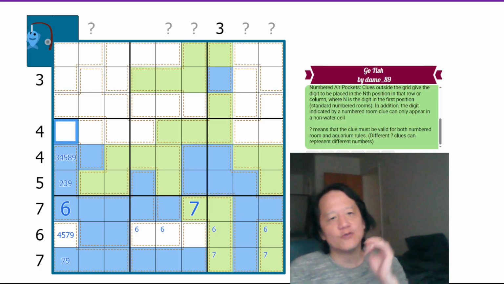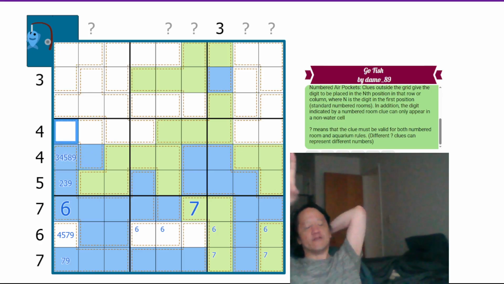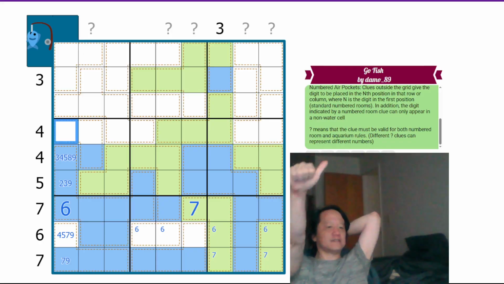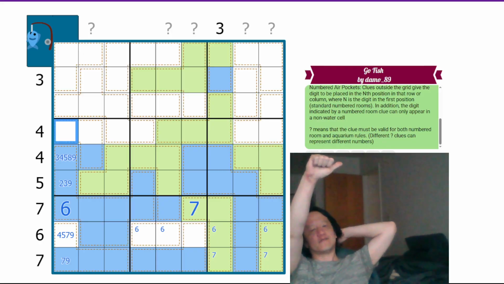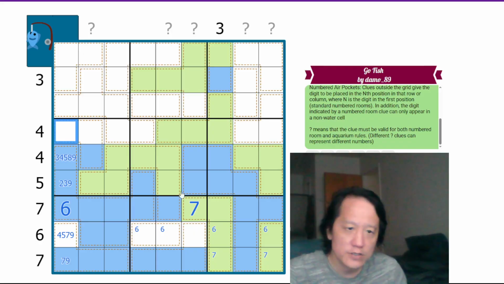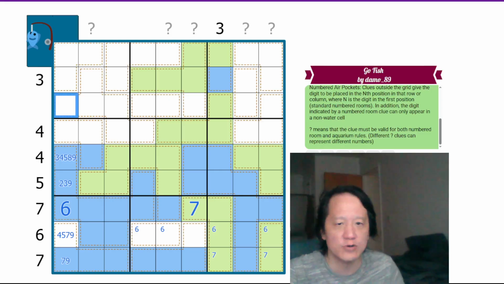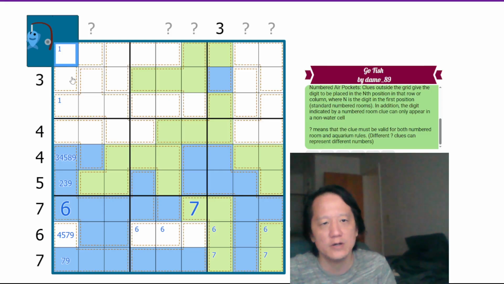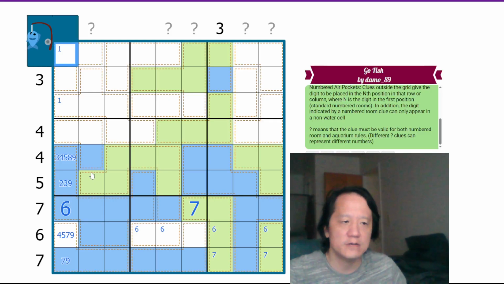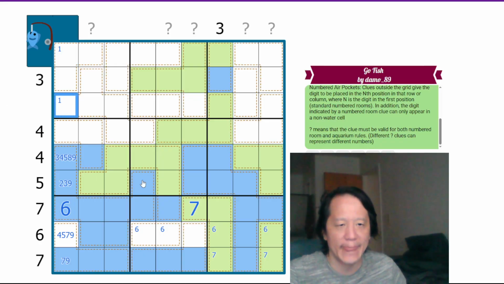For numbered rooms clues, 1 can never be a valid solution unless the value outside of the grid is a 1. So this can never be 1, any of these cells. And this can't be 1, so where's the 1 in column 1? It has to be one of these 2 digits here.